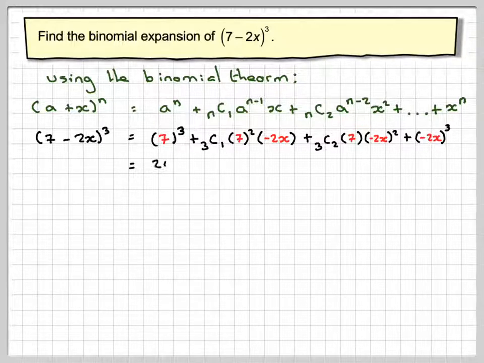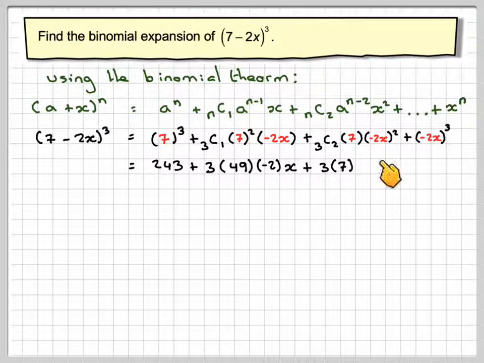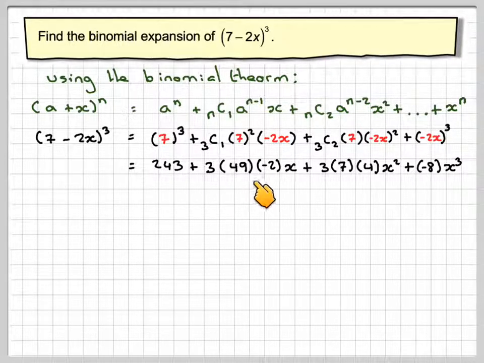Right, 7 cubed is 343, 3C1 is 3, 7 squared is 49, and then I'm just going to put minus 2, and then I'm going to get x, and then 3C2 is 3 as well, times 7. Now, minus 2 squared is plus 4. And then I've got x squared. And then here I'm going to have plus (minus 2) cubed. Minus 2 cubed is minus 8 times x cubed. It's probably worth your while doing that step so you don't make a mistake with the sign.